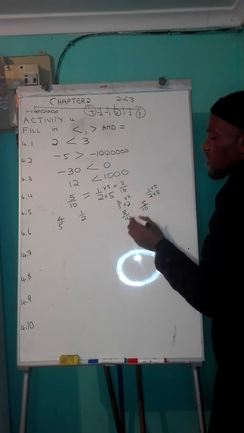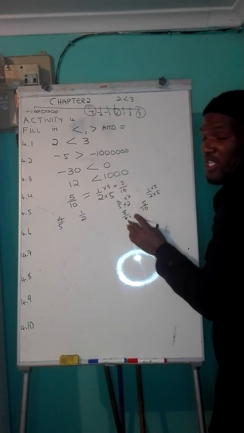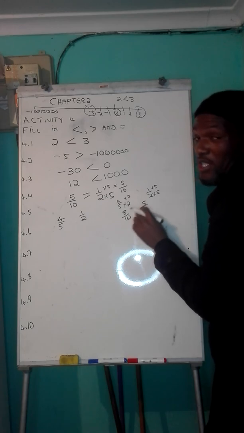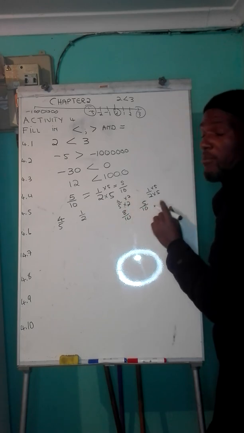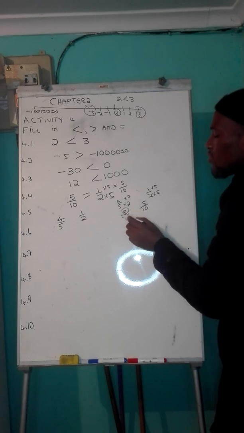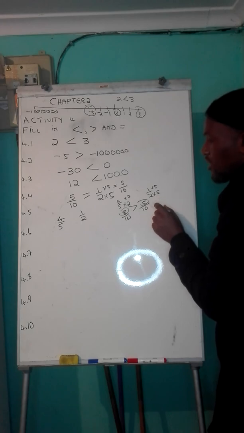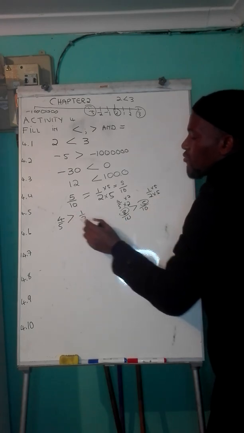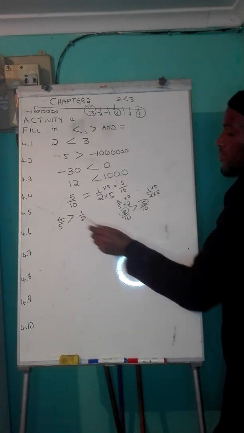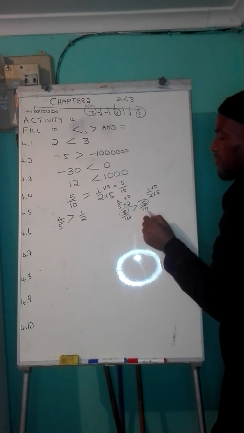So as you can see, this is 10 and 10. Ignore the denominators because they are the same. That's why I was changing the denominators to be the same. So which one is big between 8 and 5? It's 8. 8 is bigger than 5. So that one is bigger, because this becomes 8 over 10 and that becomes 5 over 10.